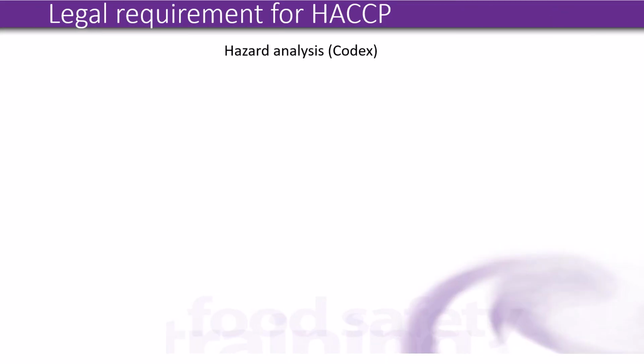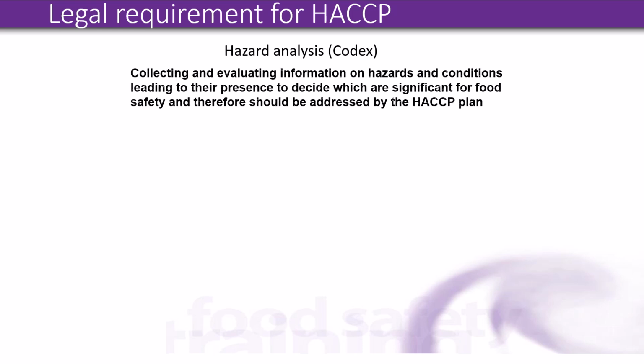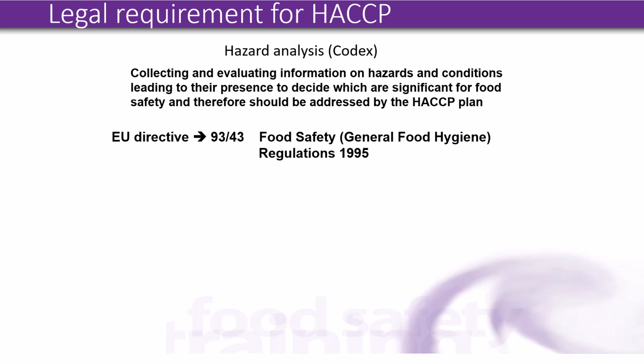So, legal requirement for HACCP comes under Hazard Analysis Codex. And this is the collecting and evaluating information on hazards and conditions leading to their presence to decide which are significant for food safety and therefore should be addressed by the HACCP plan. This is covered by the EU Directive 93/43 and the Food Safety General Food Hygiene Regulations 1995.